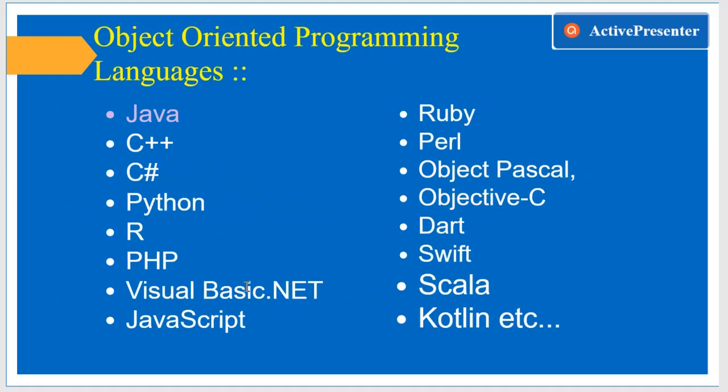So, which languages support the concept of object-oriented programming? Java, C++, C#, Python, R, PHP, VB.NET, JavaScript, Ruby, Objective-C, Dart, Kotlin, etc. These languages support the object-oriented programming concept. And here I am explaining through the language of Java.